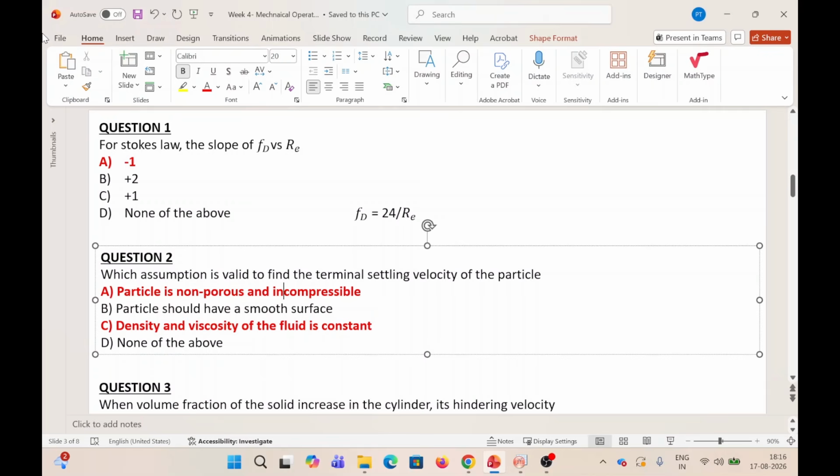So the question here is which of the assumptions is valid. In that case, options A and C are valid. Those are the two assumptions that we consider while finding the terminal settling velocity of the particle. But the condition that the particle should have a smooth surface remains invalid while finding the terminal settling velocity. So I hope no doubts, because this is a direct question. It's just that there were two options. If you have any queries, you can let me know, or otherwise we can move forward to the next one.